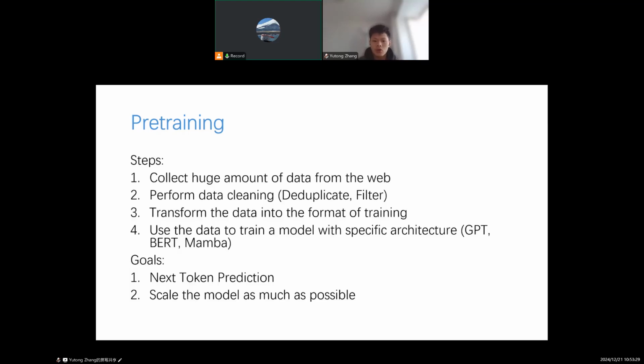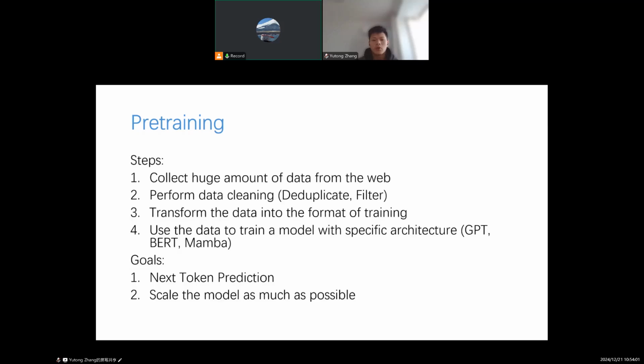Then we're going to use this data to train a model with a specific architecture. If we have different goals when we train a model, we can choose different architectures. For example, the GPT model is used to predict the next token. And if we want to do some tests, we can use the BERT model. And there is also a new kind of model called Mamba, which is very popular today.